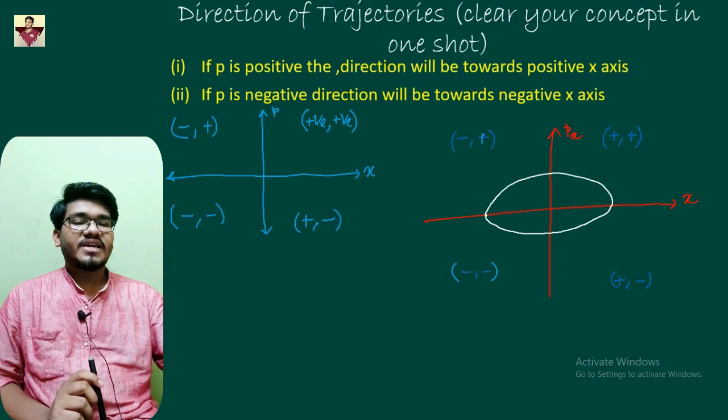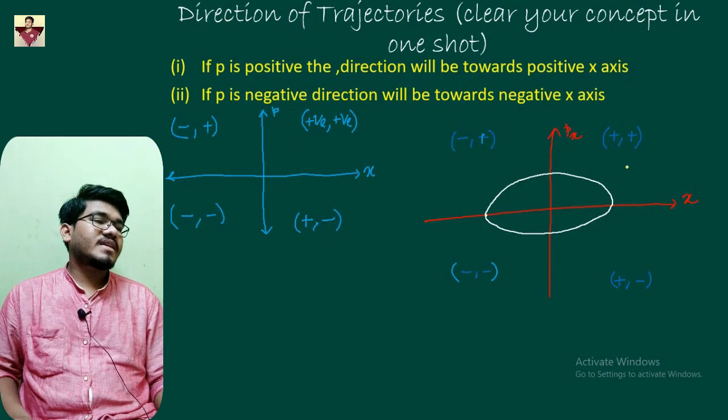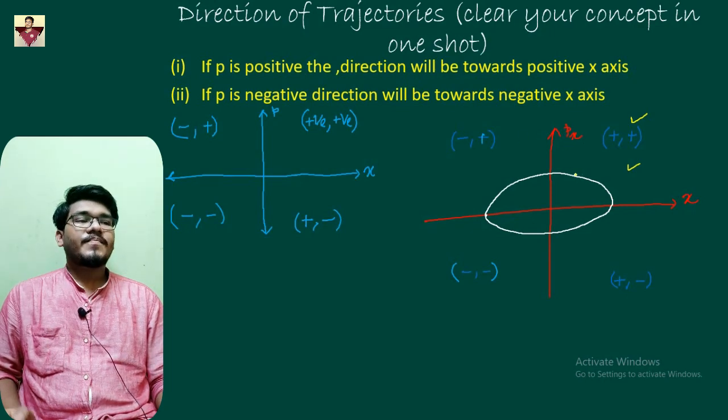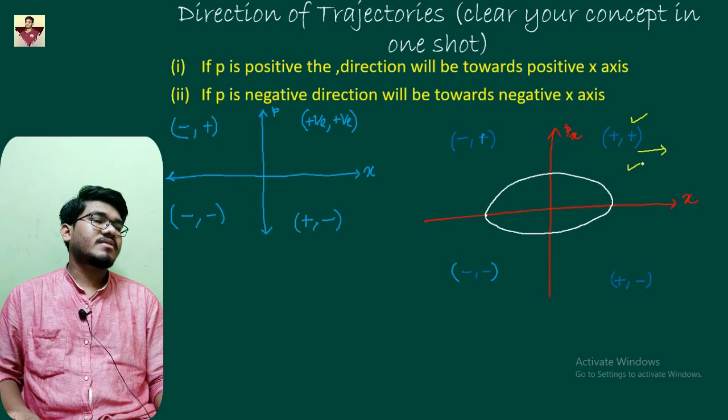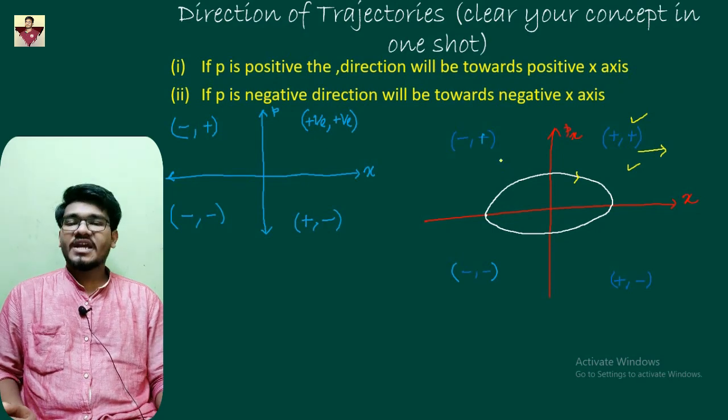So the thumb rule says, as you can see, when P is positive, let us think about this quadrant. Let's say this is a phase space trajectory and you want to draw the direction. In this case, as P is positive, the direction will move towards the positive x-axis, in this direction. So the direction will be like this way. You understand? Now what happens for the second quadrant?